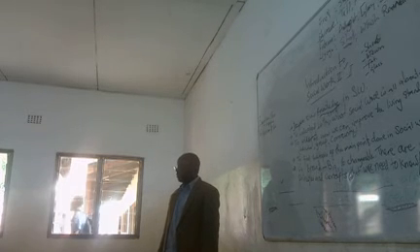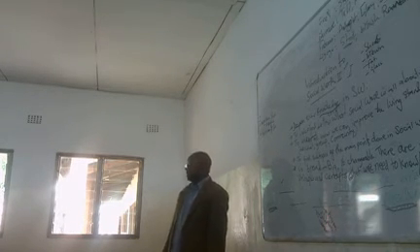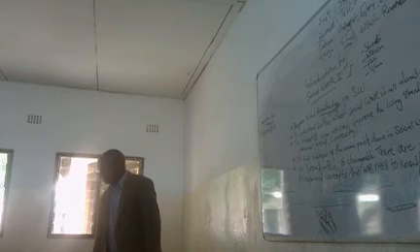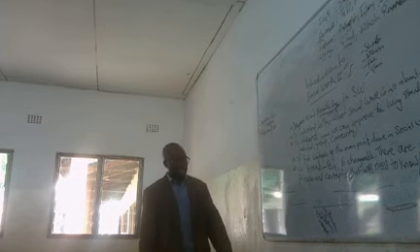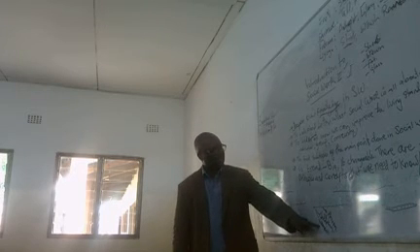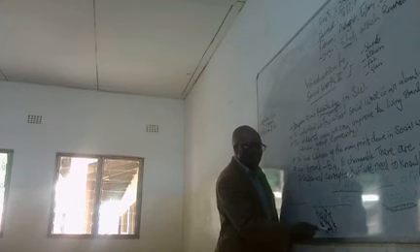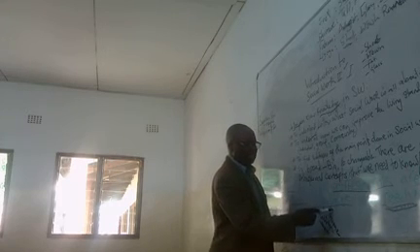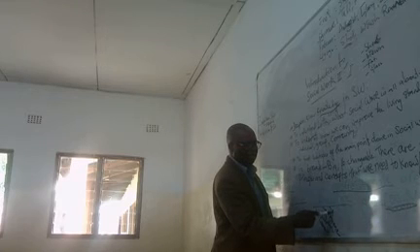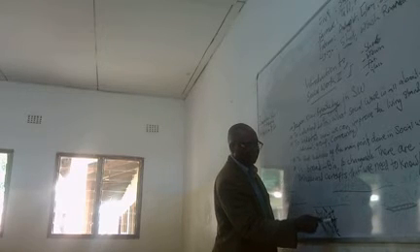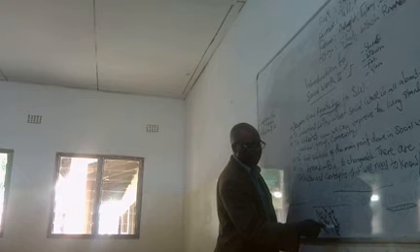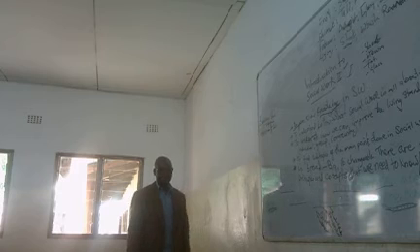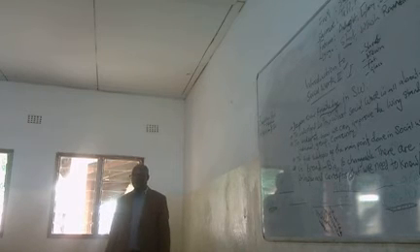Who else is vulnerable? Disability. Yes, mother, what is your name, ma'am? Taonga. Taonga is telling us this morning that not only children, women, prisoners, but we should also include those with disabilities. People with disabilities. Amen.